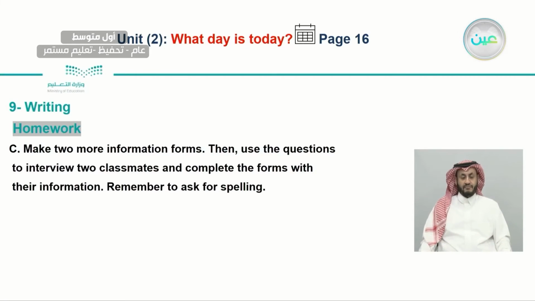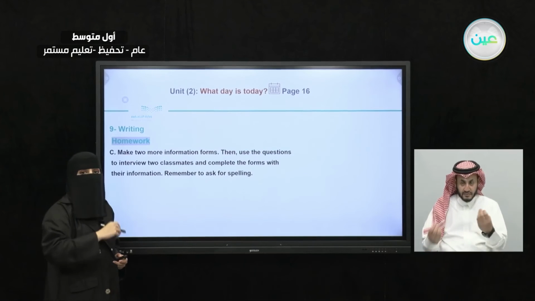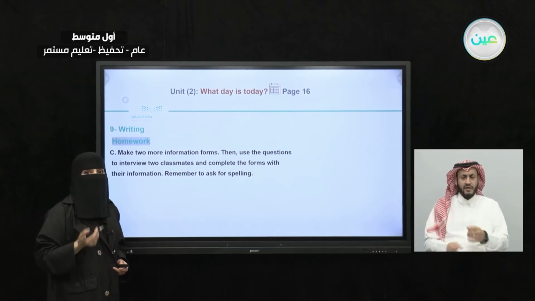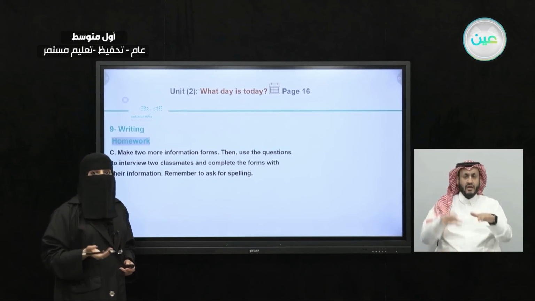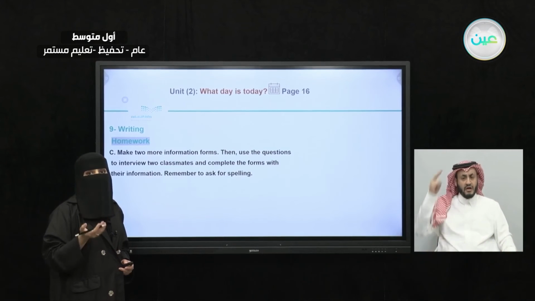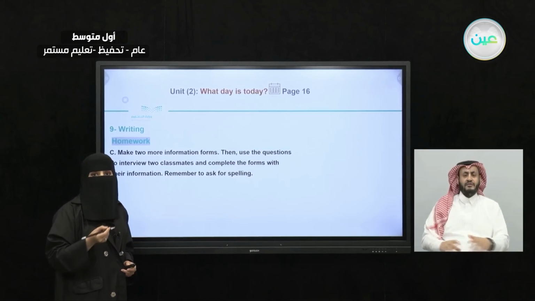Okay, let's look at our homework for today. Make 2 more information forms, then use the questions to interview 2 classmates and complete the forms with their information. Remember to ask for spelling. You can create your own information form. If you want to ask about more information like height or weight or their hobbies, you can include that too. Their nationality, if you are studying in maybe an international school, you could ask about that.